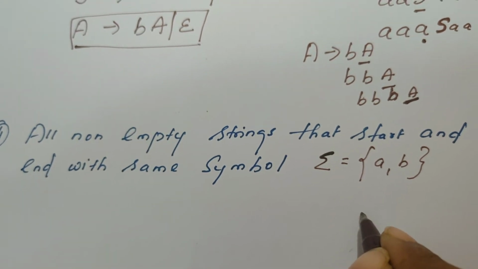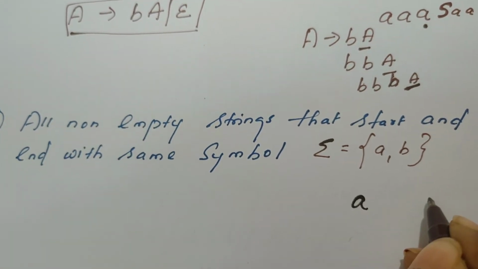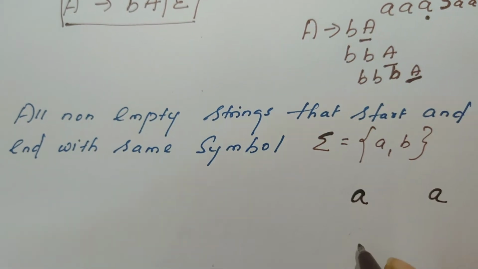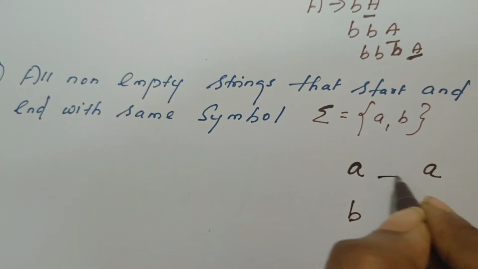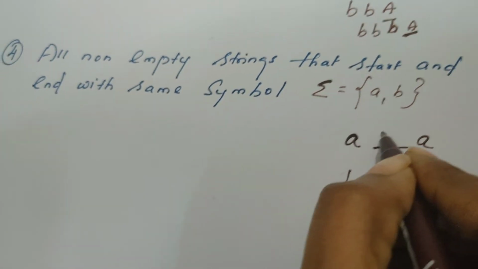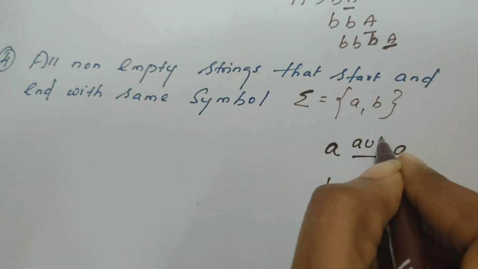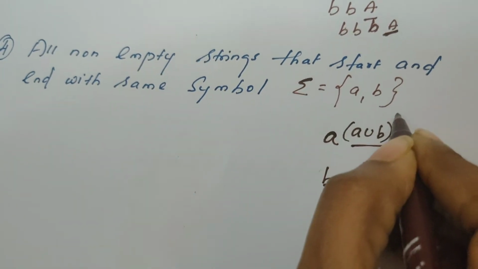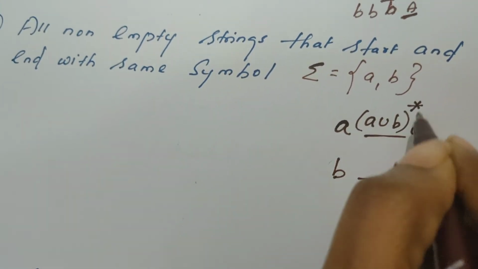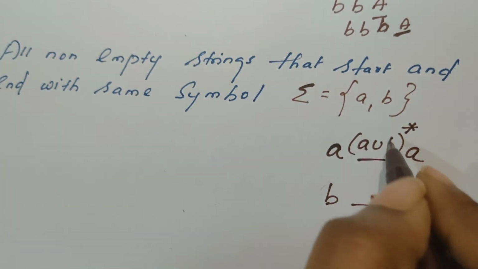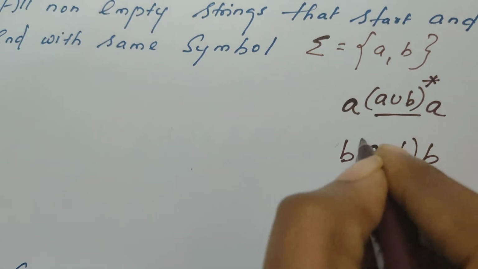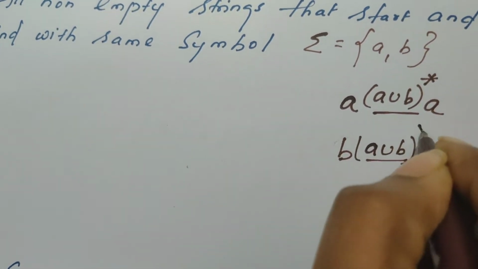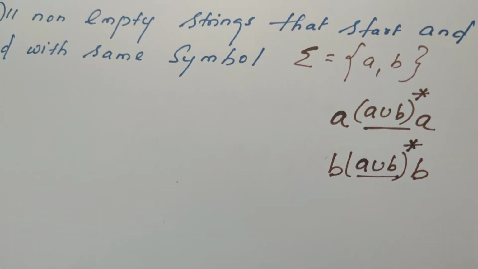It means if a string starts with A, it should end with A. If a string starts with B, it should end with B. Now the question is, what can we have in between? We can have any length of A's and B's. So any length of A's and B's, we can write like this in regular expression form: (a union b) whole star. In this case also, in between the first B and the last B, we can have any length of A's and B's. So this is what the language describes.